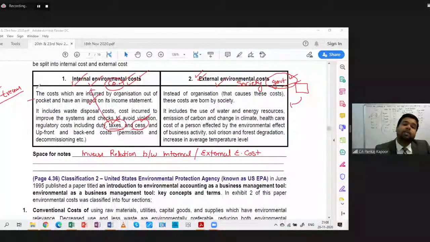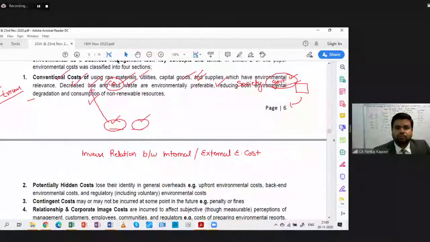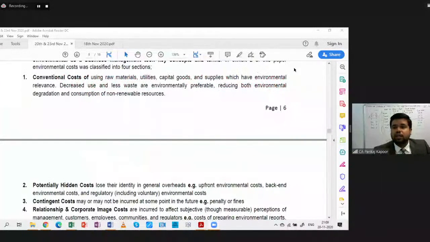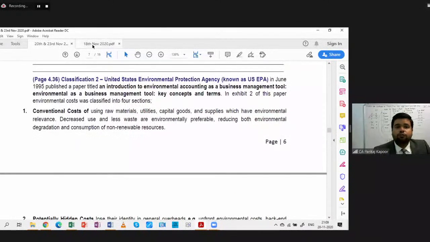Okay. So the environment cost can be classified into two forms, internal and external, rather than being charged internal and external. Now moving to the next classification. The next classification is based upon the body of the United States called the Environment Protection Agency, USEPA. This classification is given on page number 4.36 of your study material. The US EPA classifies the environment cost into four categories.